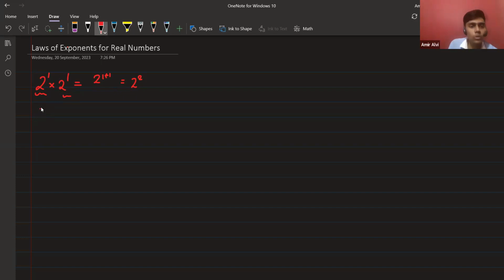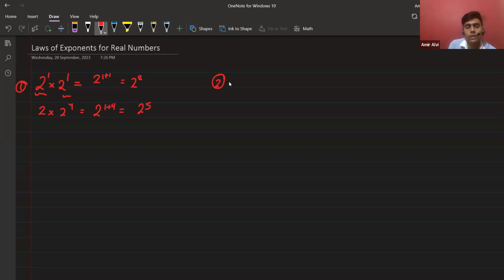Okay. Suppose 2 into 2 to the power 4. Can you tell me the next thing, Simrat? If the bases are same and they are in multiplication, what will be the operation for the exponents? 1 plus 4. So it will be 2 to the power 5. So Simrat, okay. So this is our first rule.